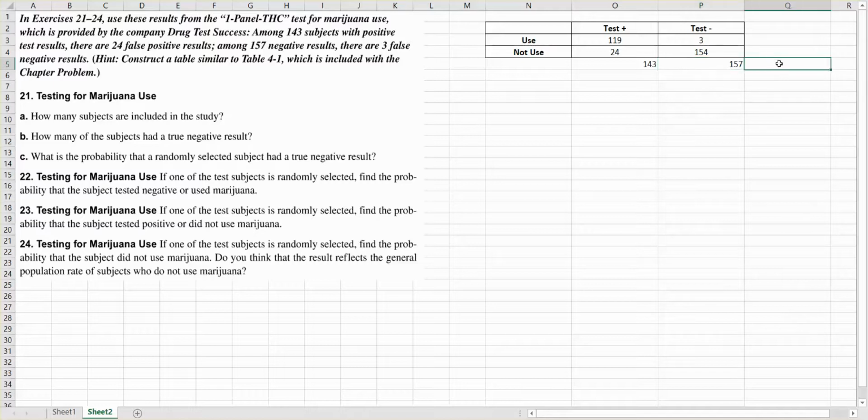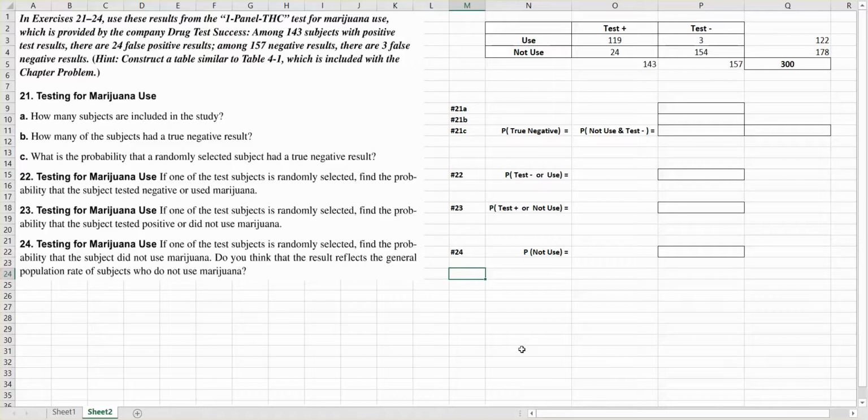And if we wanted the grand total here, we could just take our 2 column totals there. So we're working with 300 grand total. And if we want all the people that use, we could add up those columns. And if we want all the people that don't use, we could add up those columns. So at this point, we have our table. Now we're ready to start answering questions, and I'm going to get those things set up.